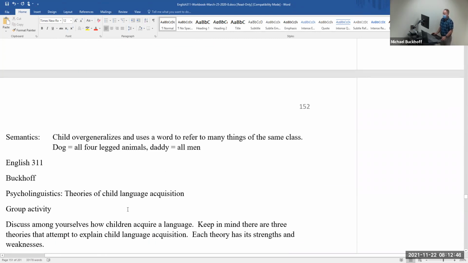A couple of other things. It says child overgeneralizes and uses a word to refer to many things in the same class. Dog, all 4-legged animals. Daddy could mean all men.